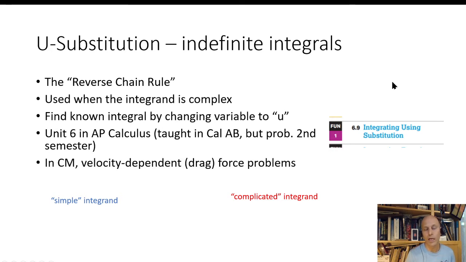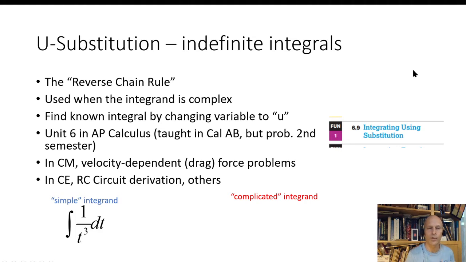There is a specific class of problems where we see this a lot in Physics C mechanics: velocity-dependent drag force problems. I'll show you an example of a recent one in just a moment. And in Physics C electricity and magnetism, you might use it when you derive an equation for RC circuits. There are other places probably as well that I'm not thinking of right now.